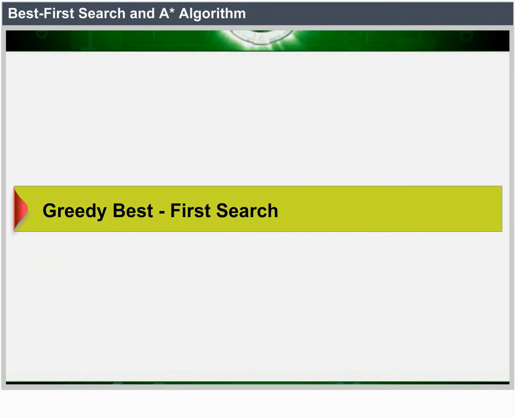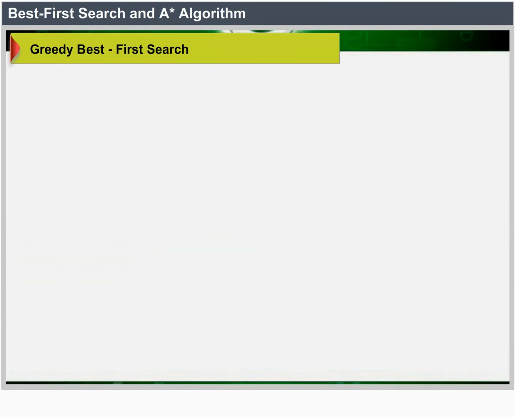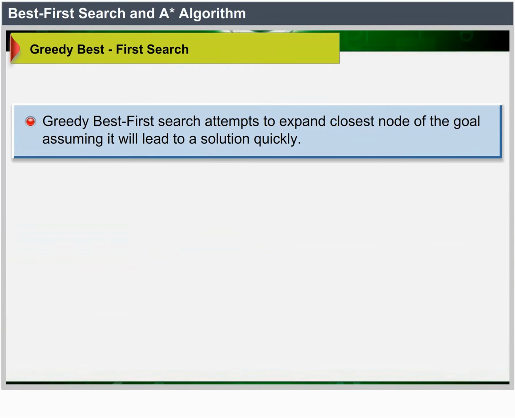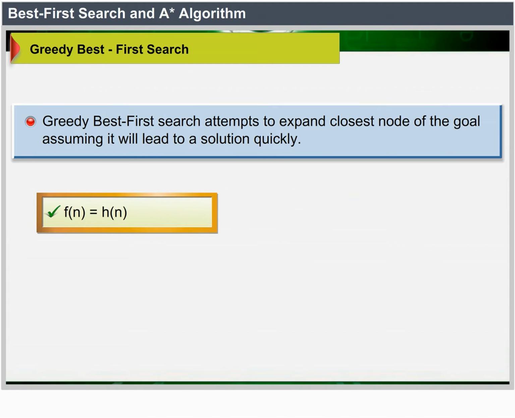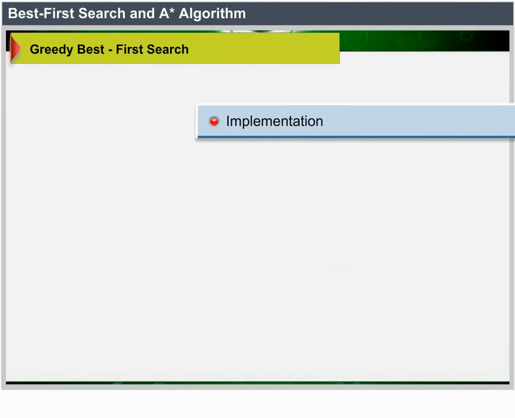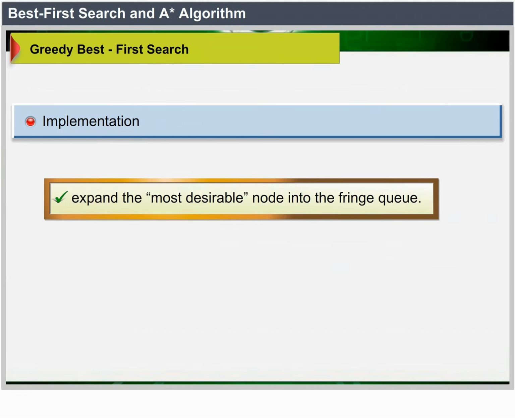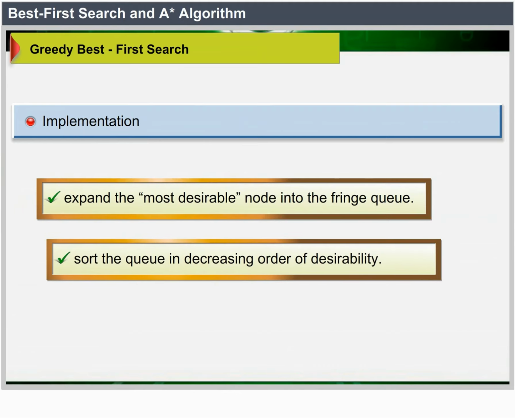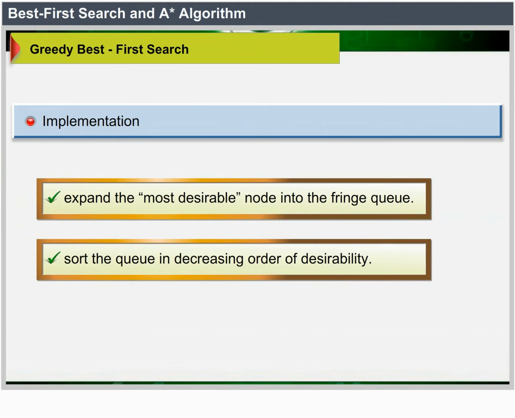Greedy best first search attempts to expand the node closest to the goal, assuming it will lead to a solution quickly. f(n) equals h(n), also known as greedy search. Implementation: expand the most desirable node into the fringe queue. Sort the queue in decreasing order of desirability.